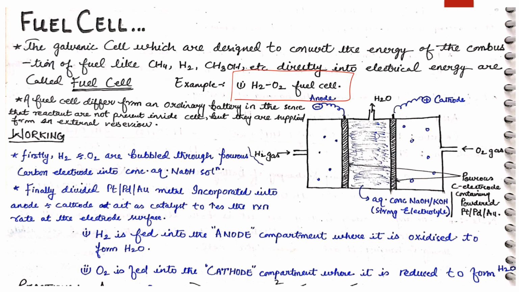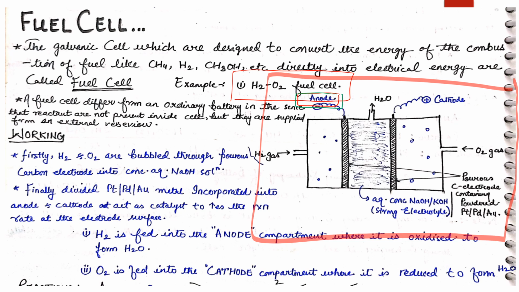Now let me explain about the working of the fuel cell. Please focus on the diagram given here. You should focus on this region. This fuel cell has anode and the cathode. Anode is negatively charged and the cathode is positively charged, as you can see.